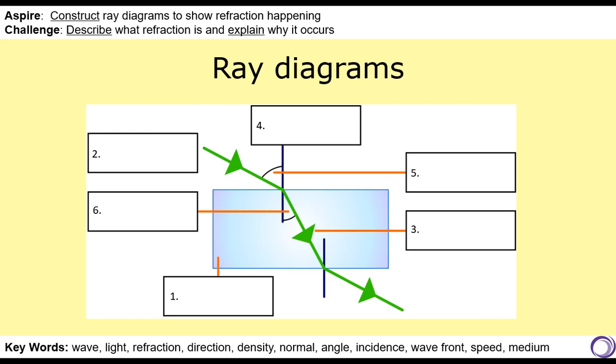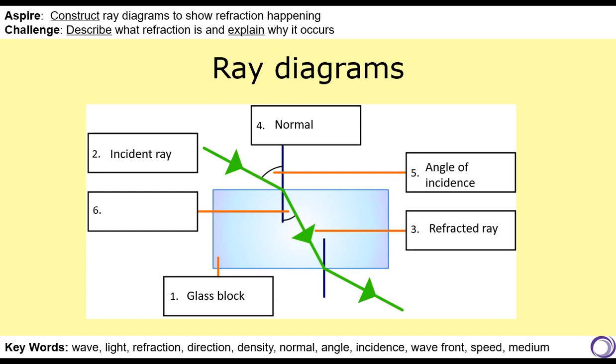Okay, so let's have a look at the labels. So number 1 is our glass block. Number 2 is the incident ray. Number 3 is the refracted ray, so that is the ray of light that has changed direction when it's entered the glass block. Number 4 is the normal, so that is the line that is perpendicular to the boundary that the light crosses, so that boundary between the air and the glass.